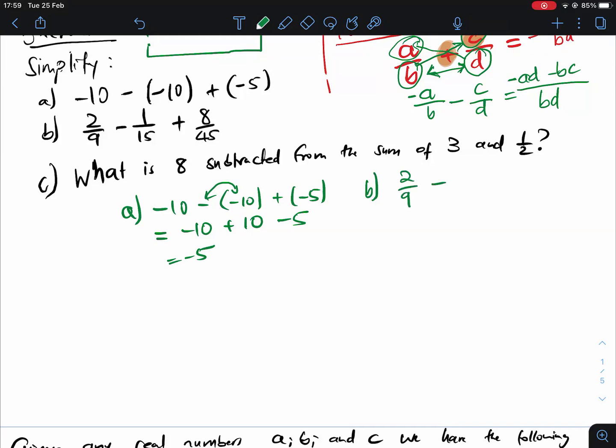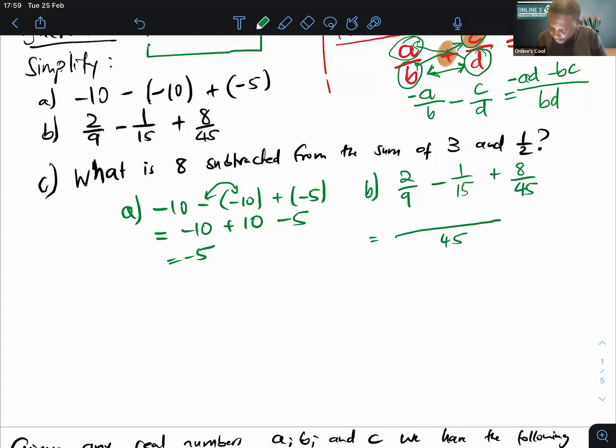B, I need some time, but I see a pattern though. What is the pattern? I don't know. Let's look at the common factor. So the biggest number we have here is 45. If I put 45 here, how many times does 9 go into 45? 5 times. Okay, so I must multiply this 9 by 5.